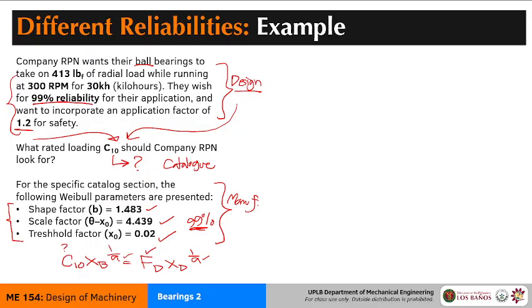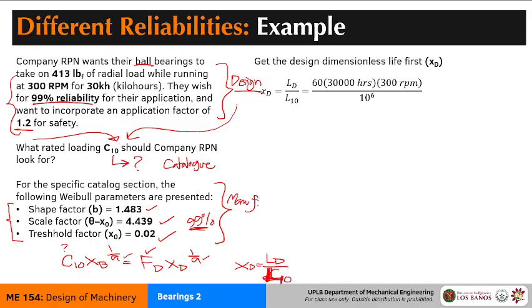So for the dimensionless numbers, we find the following first. So we get XD. What is XD here? So XD is the emoji. No, it's not. XD is just the design life. So XD is equal to LD over L10. Or rather, no, it should be sans serif L10. So scratch that. Sorry about the mistake in the notation there. So it's LD over L10. L10 is just 1 million.